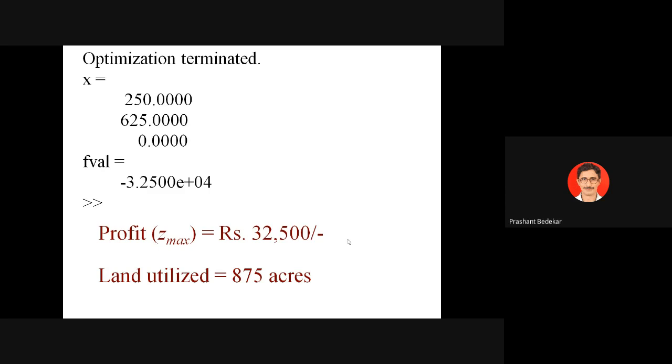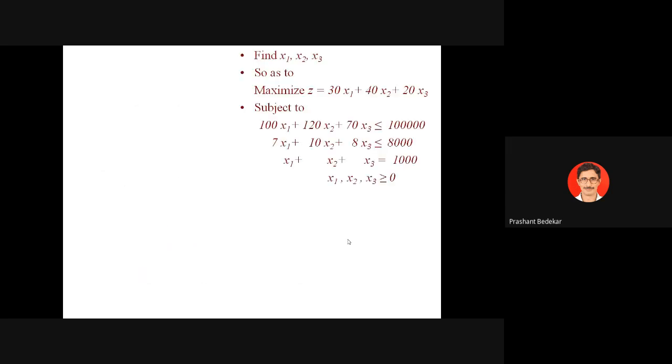So no, it is not like that. Let's solve the problem in another way. See, I have made a very small change. Let's have a look at the third constraint. Now I am saying that I will be utilizing the entire land of 1000 acres. Instead of x1 plus x2 plus x3 less than or equal to 1000, I am now saying x1 plus x2 plus x3 is equal to 1000.